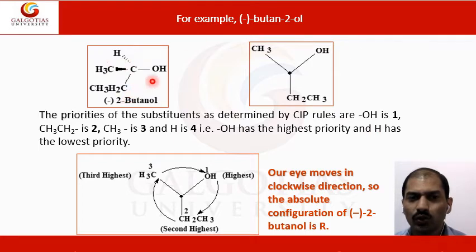OH will be given the highest atomic number, so you have to put one priority for that. CS2 has the next higher atomic number, so here you have to put 2. After that 3 is the methyl group, and this one is the fourth. So OH has the highest priority and H has the lowest priority.